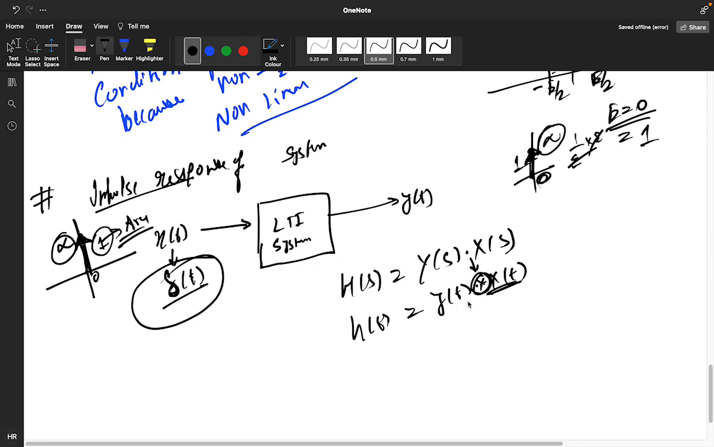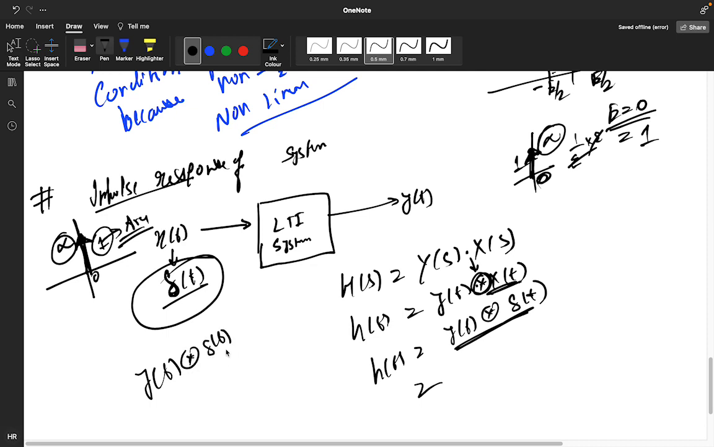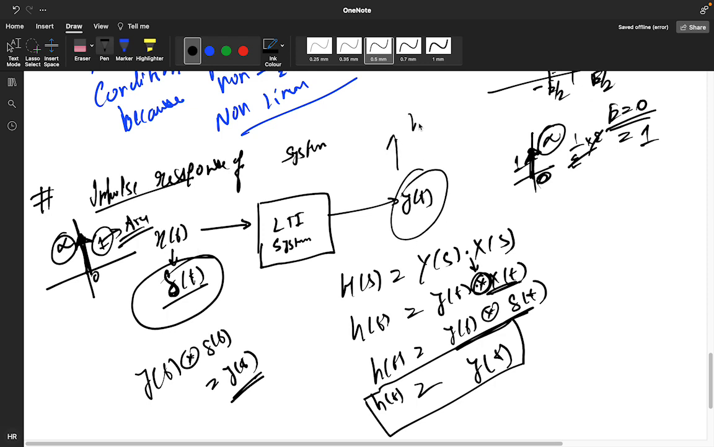If you make your input delta t, h of t will be y of t convolved with delta t. And I told you the property of this: y of t convolved with delta t will give you y of t only. So h of t is coming as y of t, and that is known as the impulse response. Impulse response means whenever you put the impulse as an input, your y of t will be equal to h of t. This is the property: y of t convolved with delta of t is equal to y of t only.